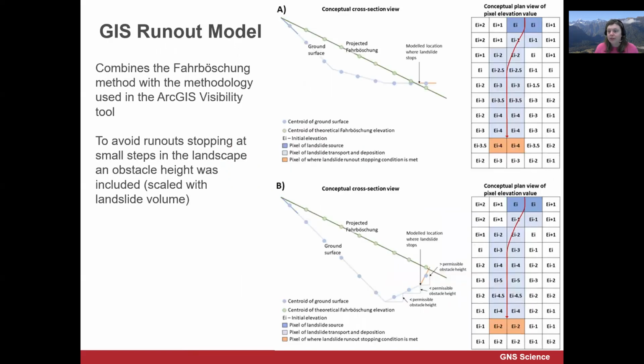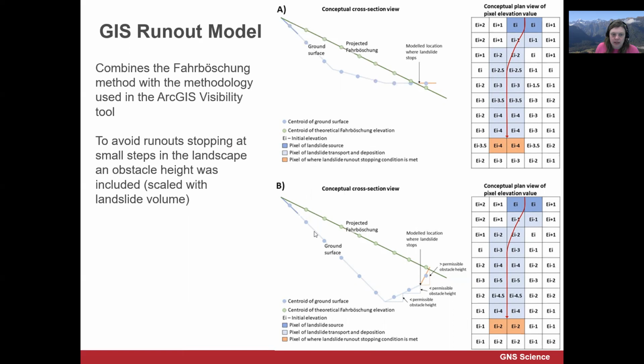So once we'd come up with this, we created a GIS runout model, and that used the Fahrböschung method and used, I guess, the methodology or the ethos of the ArcGIS visibility tool to calculate runout distance from our identified source areas for the different landslide volumes. So it looked down slope and projected the Fahrböschung angle down slope.